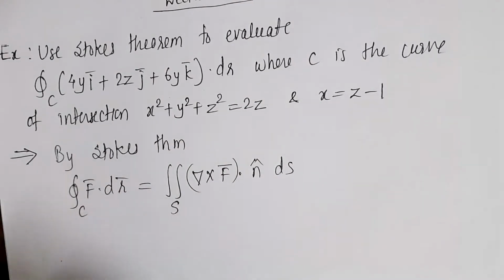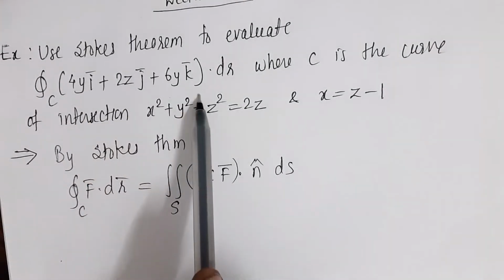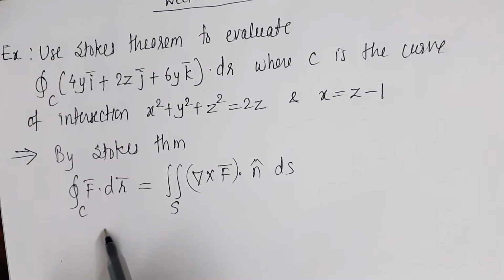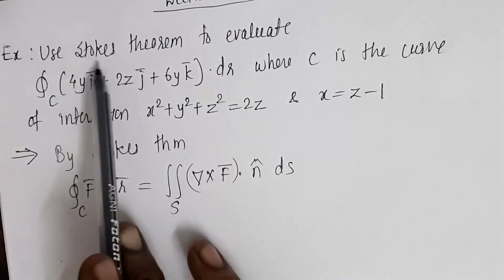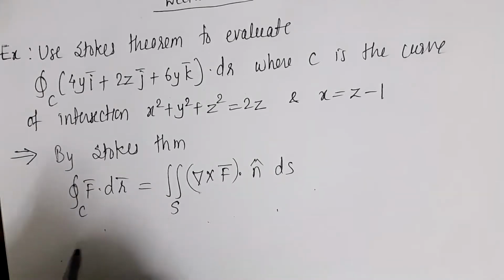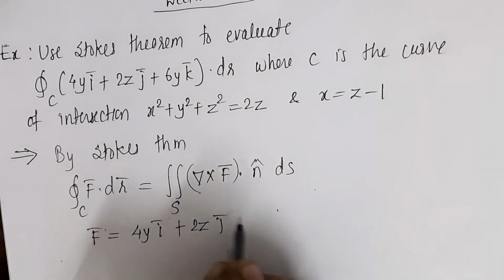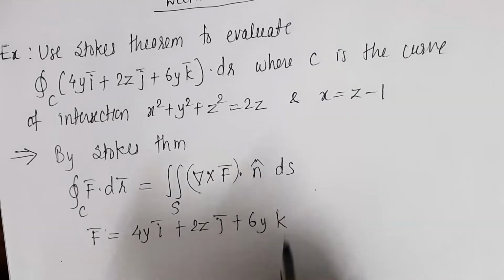Now what is given is the integral over C of 4y i plus 2z j plus 6y k dot dr, which means the left hand side is given. Whenever the left hand side is given and the question says use Stokes theorem, we have to evaluate it using the right hand side. So what is the right hand side? A double integral over S of del cross f dot n cap ds, which means we want del cross f. So first find del cross f. What is the f vector? F vector is equal to 4y i plus 2z j plus 6y k.